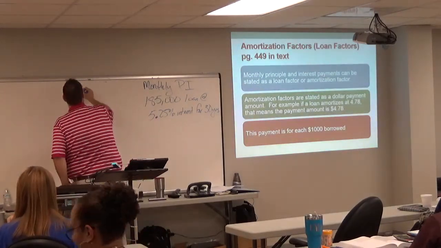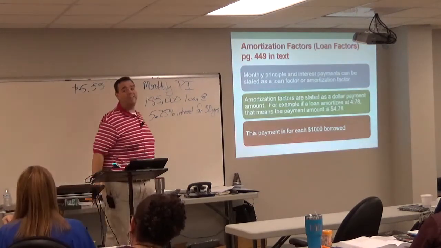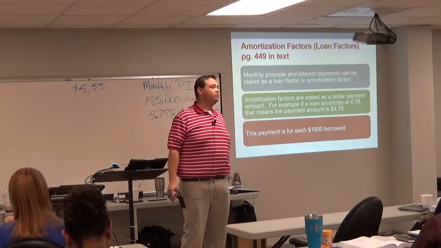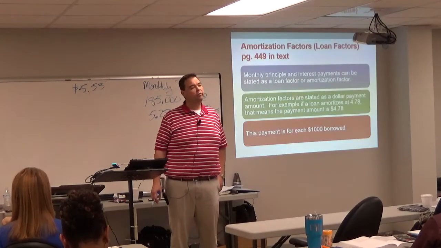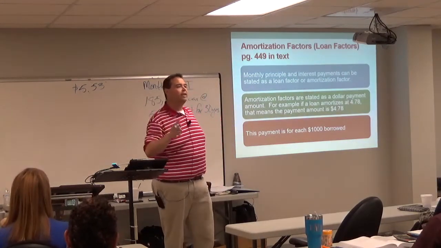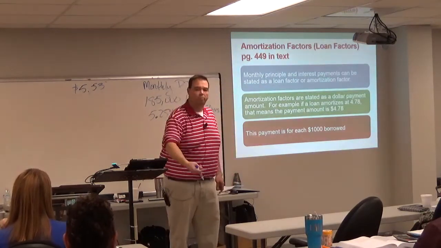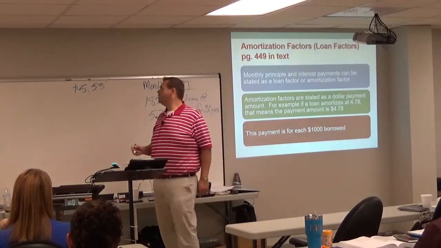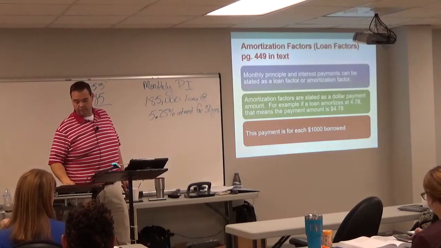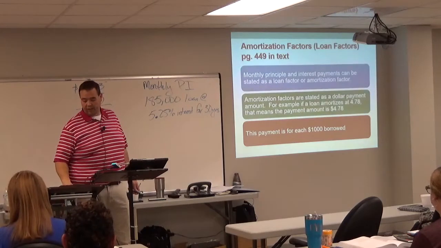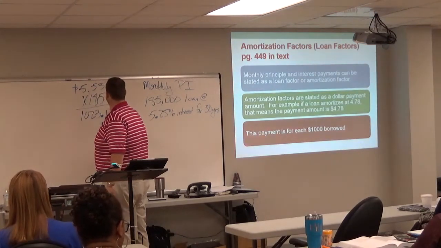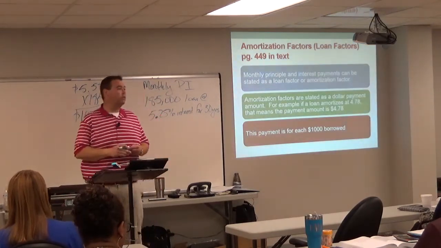What's your amortization factor? $5.53. I'm telling you, it's going to really help you to think of it as dollars and cents. Don't say 5.53, say $5.53. That's what an amortization factor is. It's a payment for how much money borrowed: $5.53 for $1,000. So we need to multiply that payment for every 1,000 that we borrowed. How many thousands have we borrowed? 185 of them. So it's $5.53 times 185. And so what's our monthly principal and interest payment on that note? $1,023.05 per month, principal and interest.